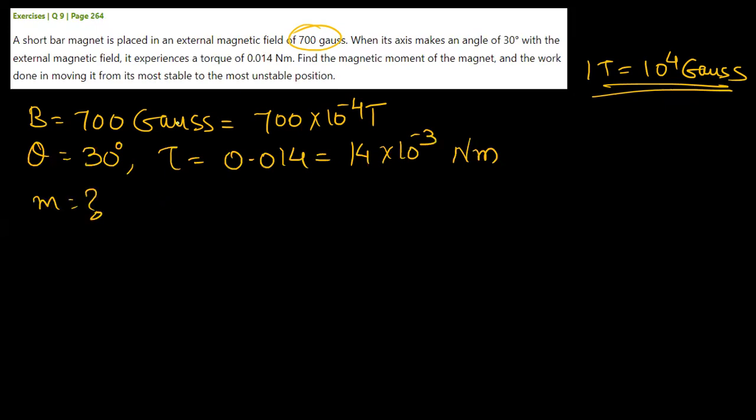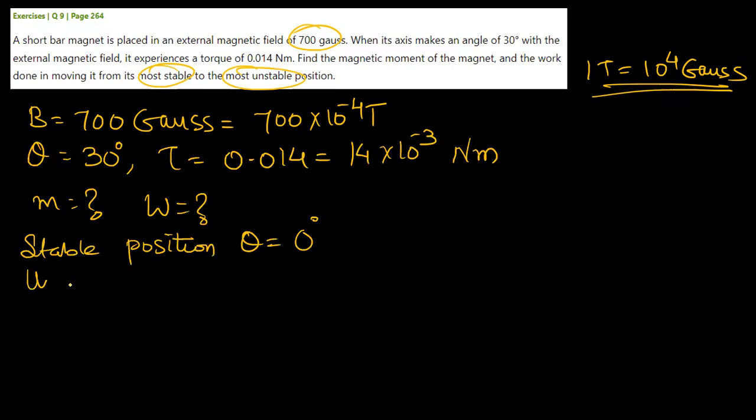And find the work done in moving from the most stable to the most unstable position. Always remember, the most stable position is theta equal to 0 degrees, and the most unstable position is theta equal to 180 degrees. Always remember these two things. Most stable position is 0, most unstable position is 180.